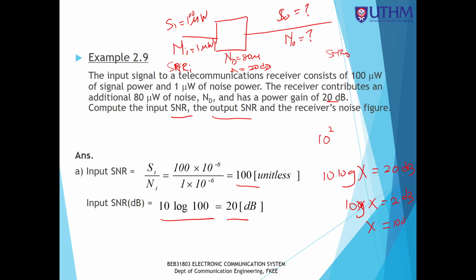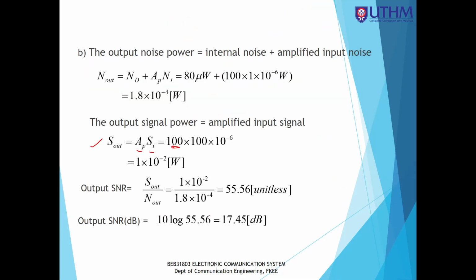Okay, how to do anti-log? Shift log 2, you get 100. So gain multiplied with 100 microwatt of input, we get 1 times 10 power of minus 2 watt. And then the output noise.